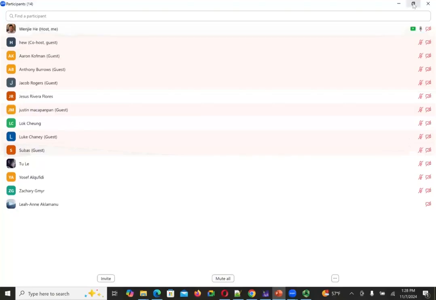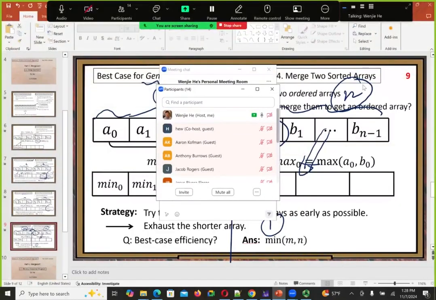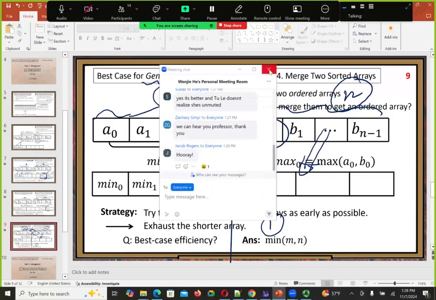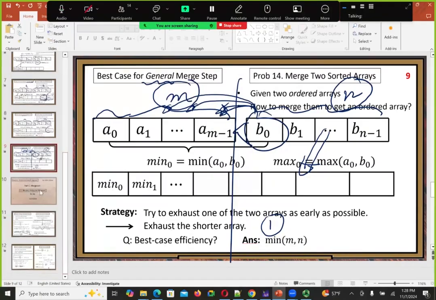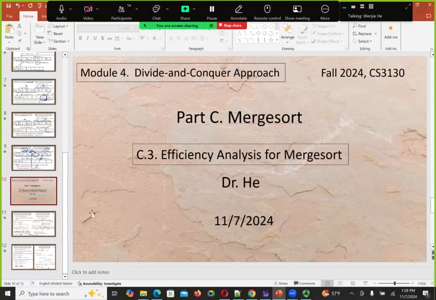All right, so let's continue. We have 15 minutes. Now we move to the next topic, efficiency analysis. We have 2 slides. Let's complete these 2 slides in C.3, efficiency analysis for Mergesort.